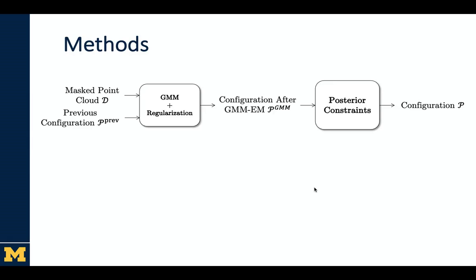Here is the framework of our method. We assume that the initial configuration is given. Then the masked point cloud of the deformable object D and the previous object configuration are input to GMM module. After that, the posterior constraints will hard constrain GMM result so that we could obtain the final result P.